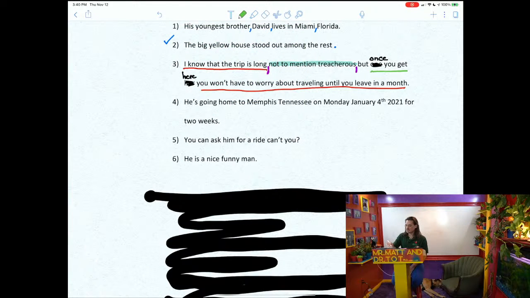Once you get here, dependent clause, then we need a comma between the dependent and independent clause. You won't have to worry about traveling until you leave in a month. So the red portions are independent clauses. They could stand on their own. And so notice that in between the independent clauses is this conjunction but. We have a comma conjunction.